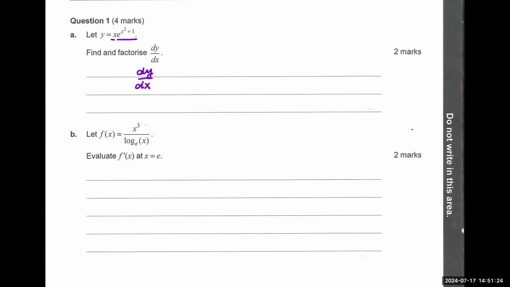dy/dx equals 1 times e to the power of x squared plus 1, plus x times e to the power of x squared plus 1 times 2x. That is the derivative of e to the power of x squared plus 1. And eventually we can take out e to the power of x squared plus 1 times 1 plus 2x squared, okay?